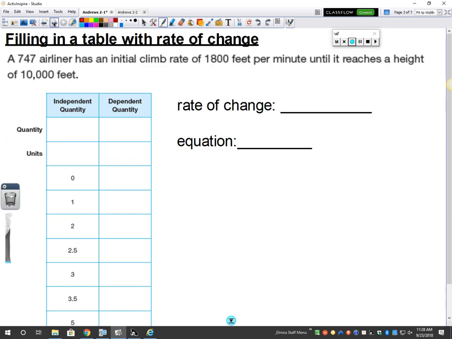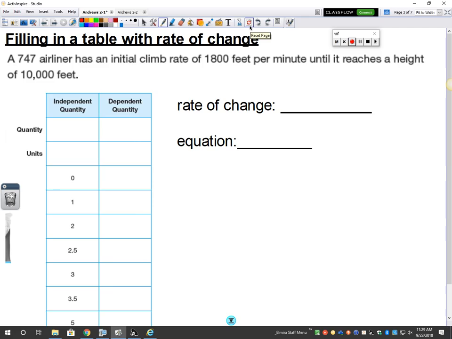All right, filling in a table with a rate of change. So we're going to use this airliner in both lesson 2.1 and 2.2. Basically, we're going to talk about the plane as an overview here. We're going to talk about the plane taking off and going up. Then we're not going to talk about it flying, but then we're going to talk about it in 2.1 coming in for a landing. So we're talking about the takeoff for right now.